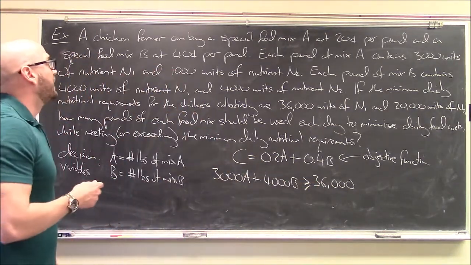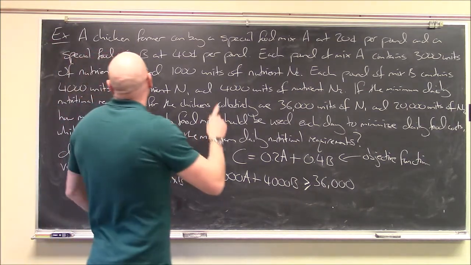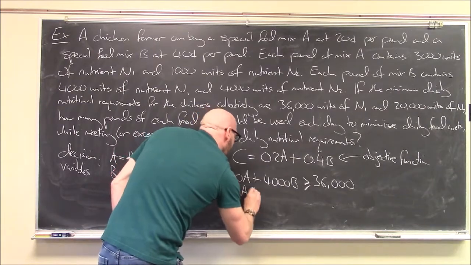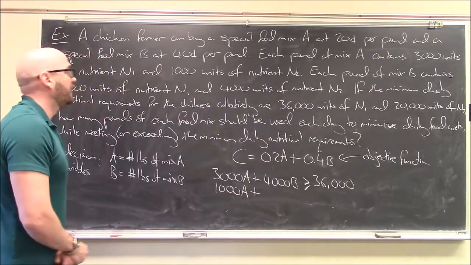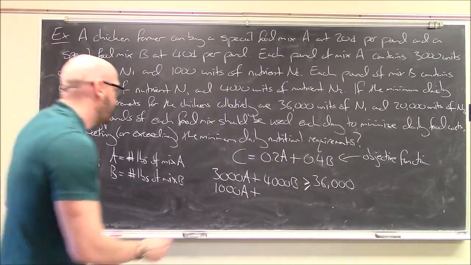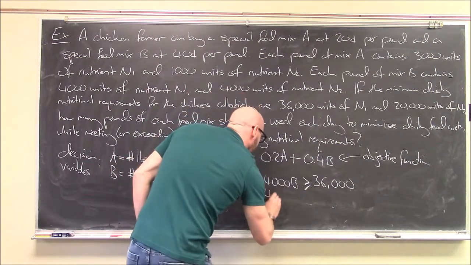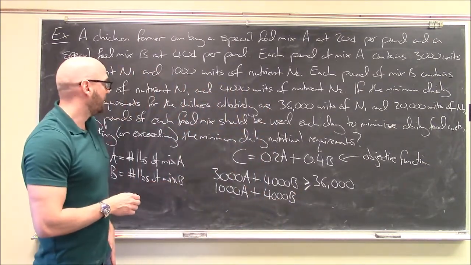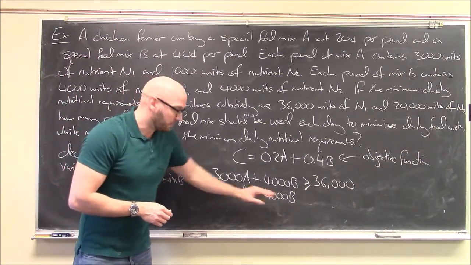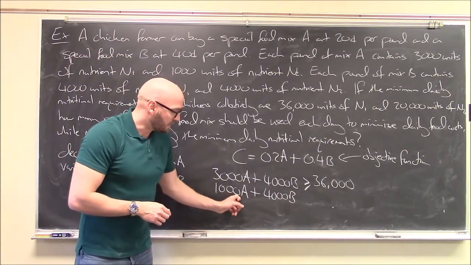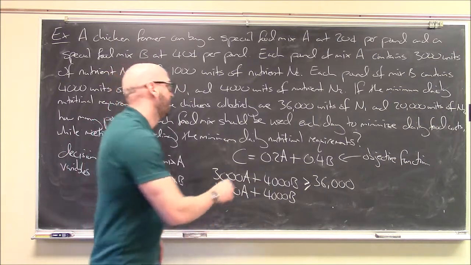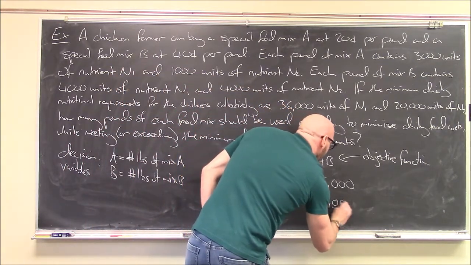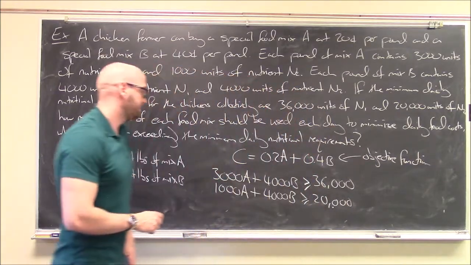We can do the same thing with N2. If I choose A pounds of mix A, they only get 1,000 units of N2 per pound, and they get 4,000 units of N2 from mix B. So the total number of units of N2 based on the values for A and B that we choose would be 1,000 times A plus 4,000 times B. I need that to be at least as big as 20,000.